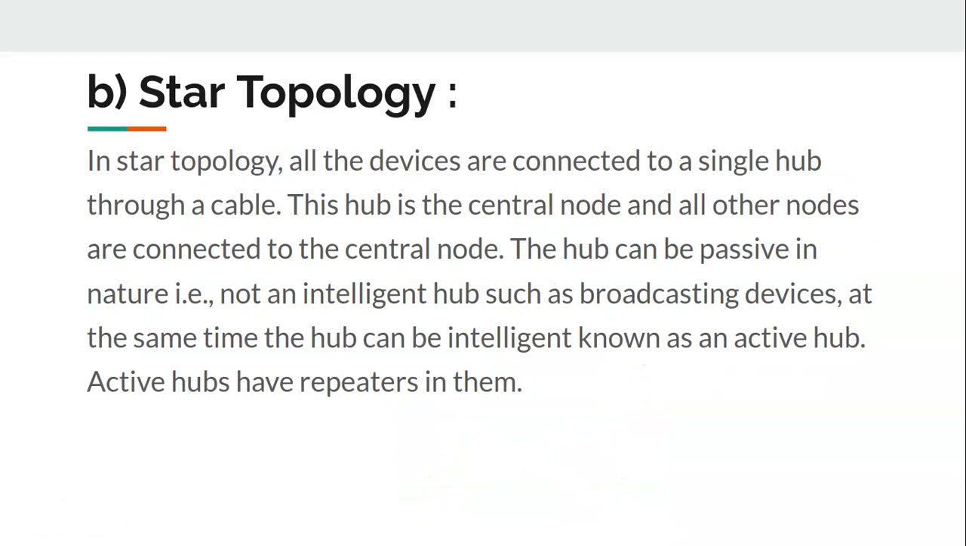But then let's look at it sentence by sentence. So we say in star topology, all the devices are connected to a single hub through a cable. So all devices are connected to one hub, a central device, through a cable. Now we said this hub is the central node and all other nodes are connected to the central node.